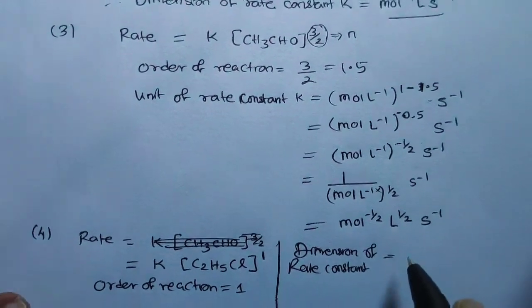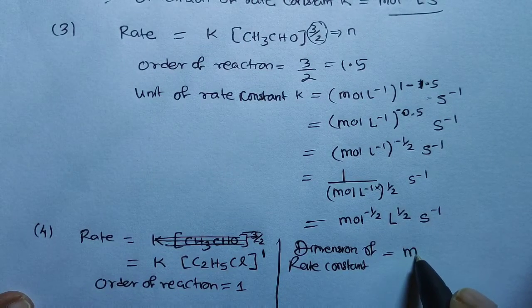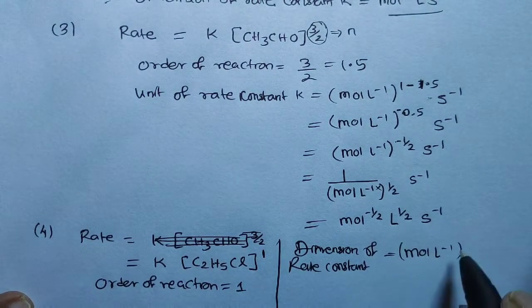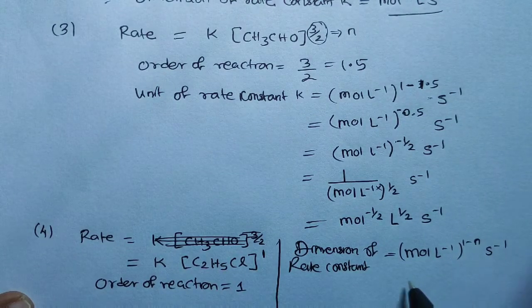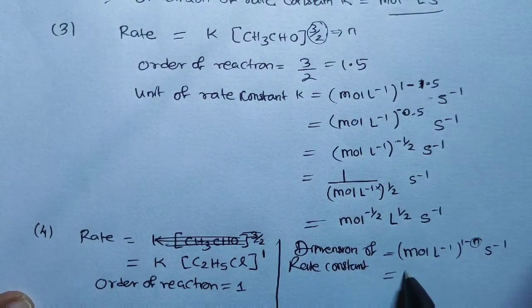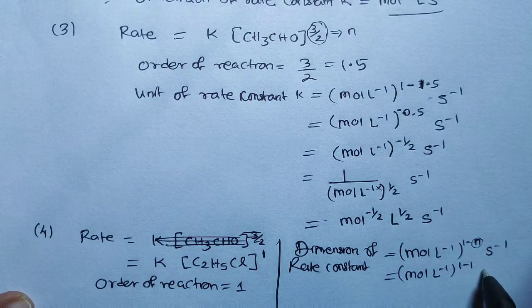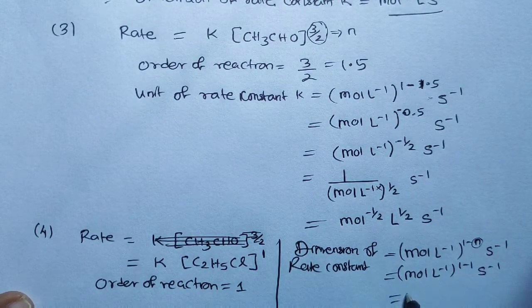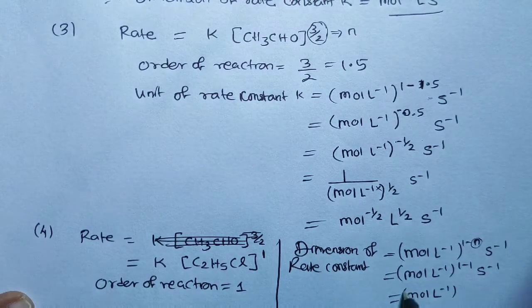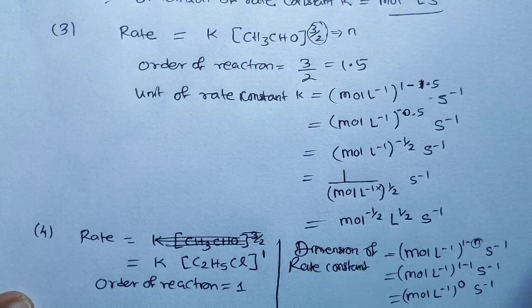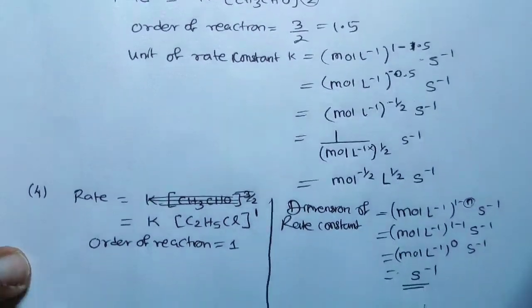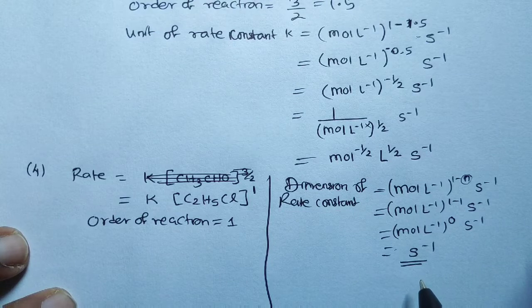Now the dimension of the rate constant for first order: our nth order formula is (mol L⁻¹)^(1−n) s⁻¹. Instead of n, I write 1, so it is (mol L⁻¹)^(1−1) s⁻¹. This becomes 0, and anything raised to 0 is 1, as we have discussed. So the dimension of the rate constant is s⁻¹. Okay, now the next question.